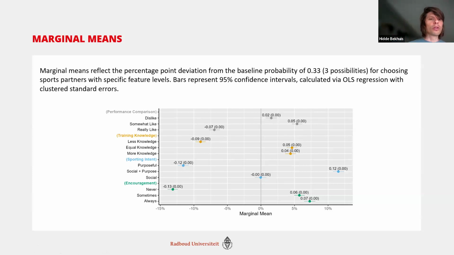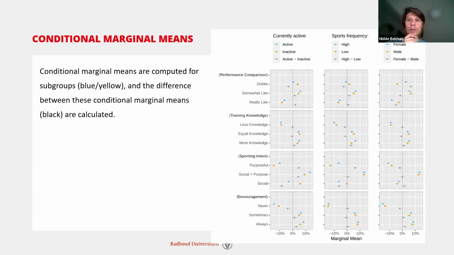But still, you want to control for some effects. For example, is there a difference between men and women? People who sport more or less, or people who are active or inactive, then you can do conditional marginal means, and then you calculate the marginal means for different groups. Here we did, for example, for gender, that's the right column. And then you can see there are differences, but not that many differences.